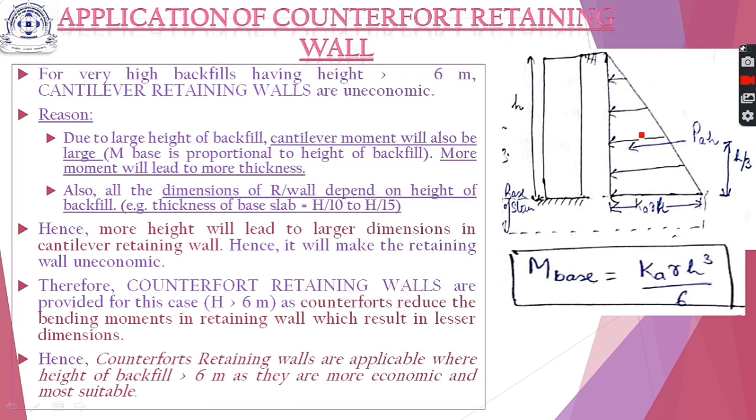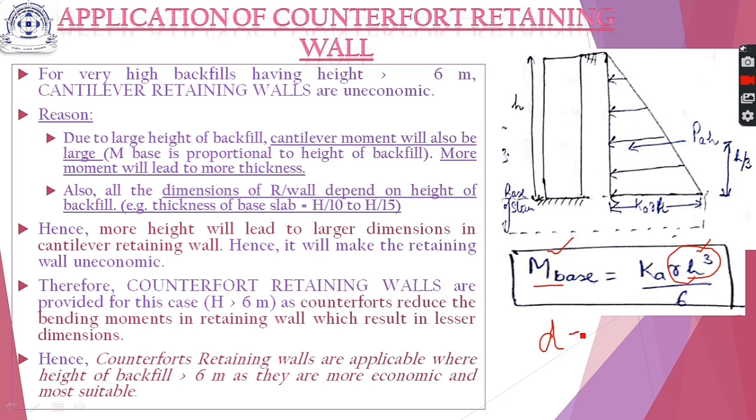For this you will have to go back to the cantilever retaining wall behavior. I am taking the example of the stem. The stem is fixed here. As you know, the moment acting at this fixed end of the stem, M base, is Ka gamma h cube upon 6. As you can see here, the moment is directly proportional to the cube of h, that is the height of backfill. So the more the height, the more the moment at the base.